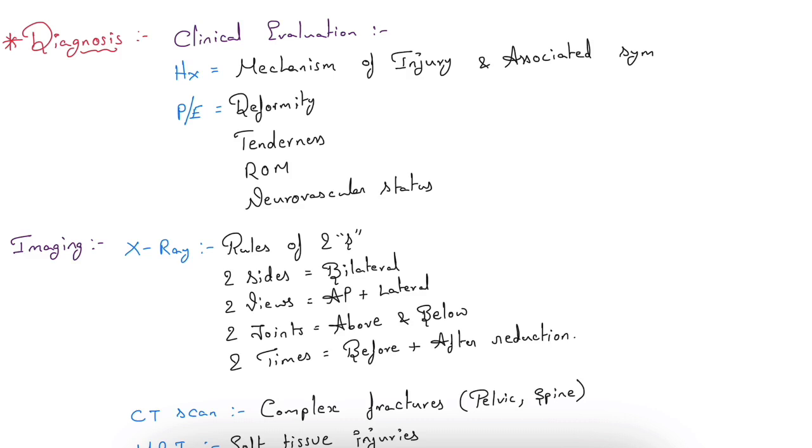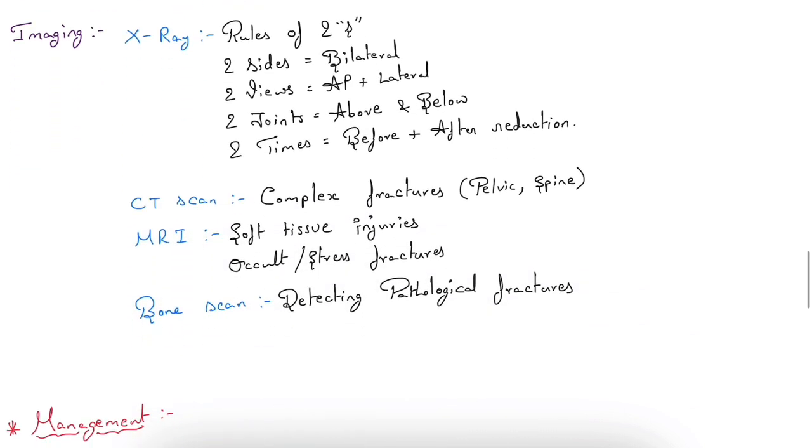When it comes to imaging, mostly we have to understand the X-ray. If you know how to interpret the X-ray, you can easily find out the fracture types and everything. But before interpreting the X-ray, we have to follow the rule of 2. That means there are 4 things we have to think about.